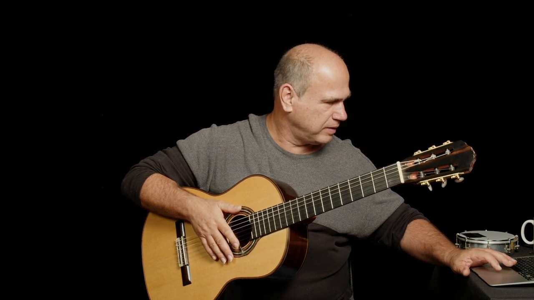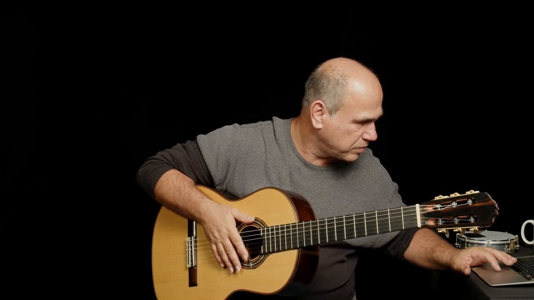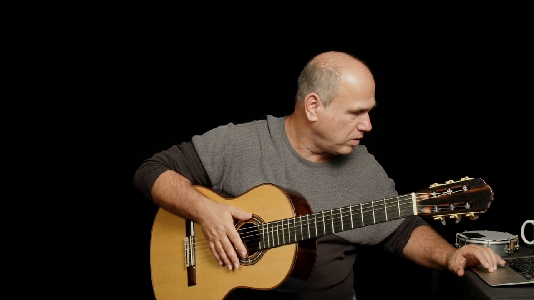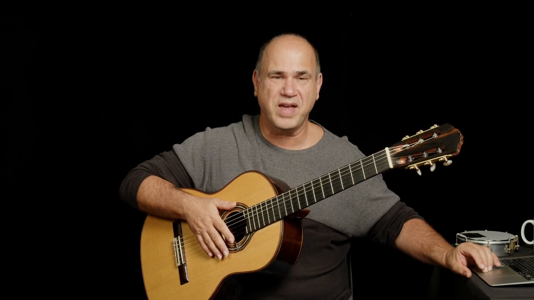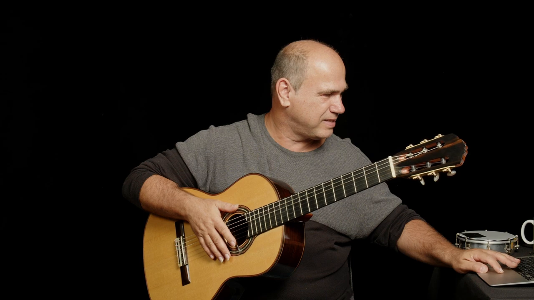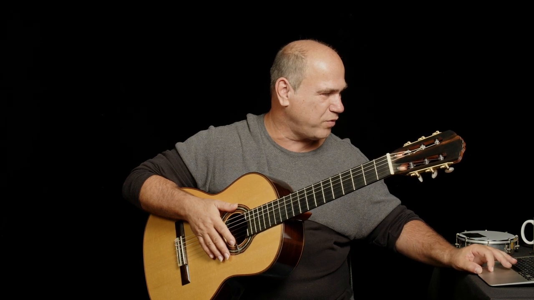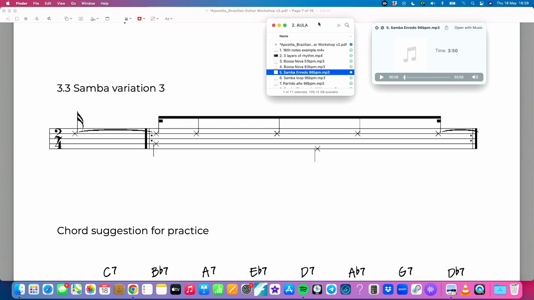Another one. Let me see. Another one you can practice. This variation 3 is very, very useful. This one is the result of syncopating every eighth note. Remember, when you have this 1, 2.